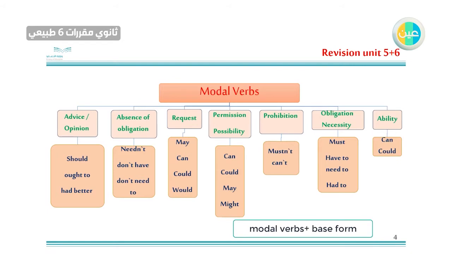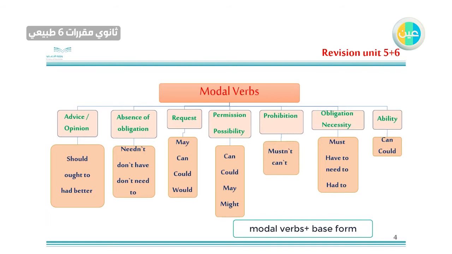When you want to talk about or say a sentence expressing advice or opinion, you can use should, ought to, had better. If you want to express absence of obligation, there is no obligation, you will use needn't, don't have to, don't need to. If you want to express request, you can use may, can, could, or would. If you want to express permission or possibility, you can use can, could, may, might.